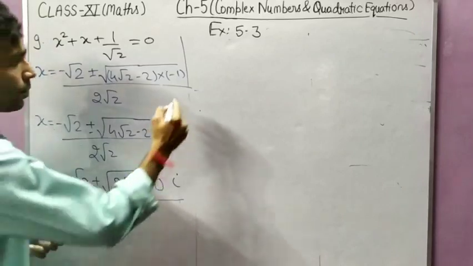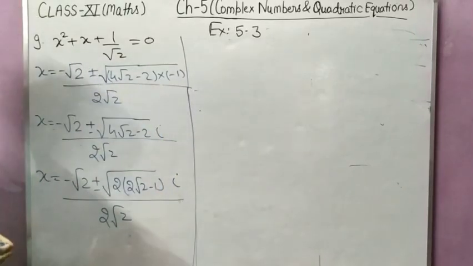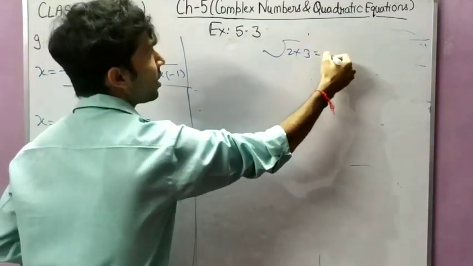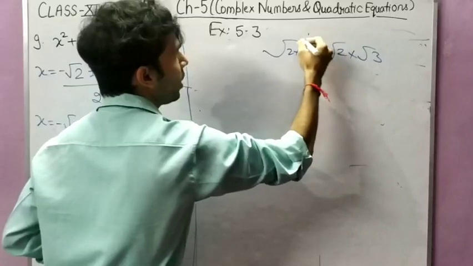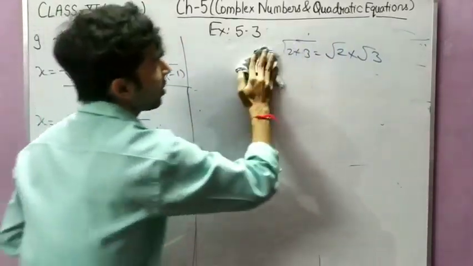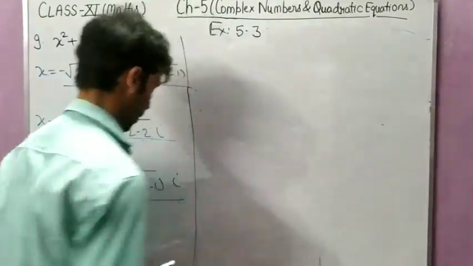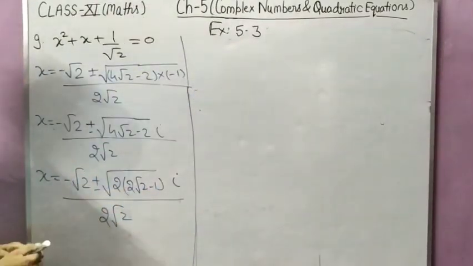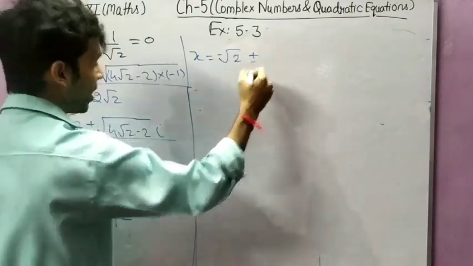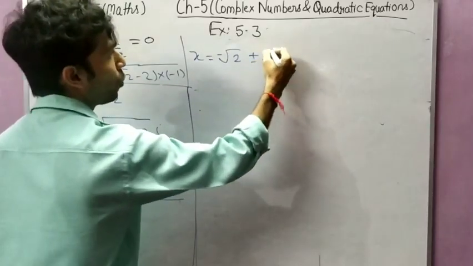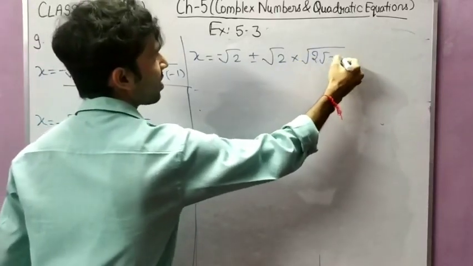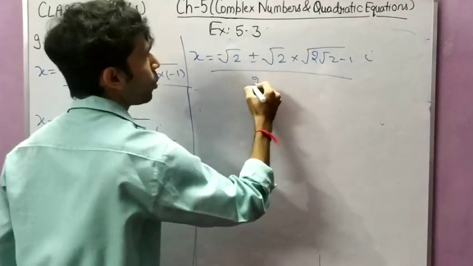So see, students, now suppose you have two numbers like under root 2 into 3. This can be written as under root 2 into under root 3. So now, students, this can be written separately. So x will be equal to minus root 2 plus minus, and this can be written as root 2 into root 2 minus 1, i upon 2 root 2.